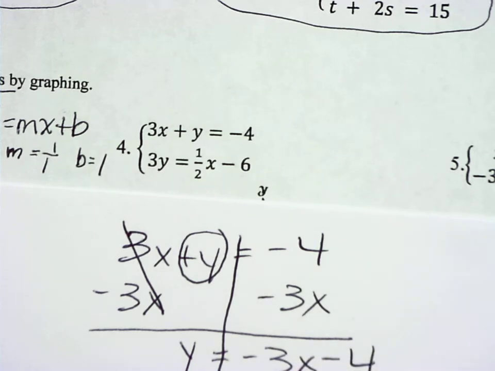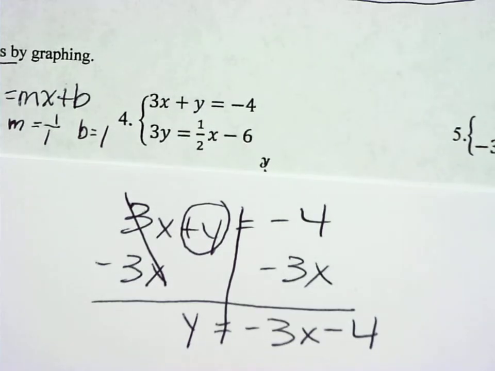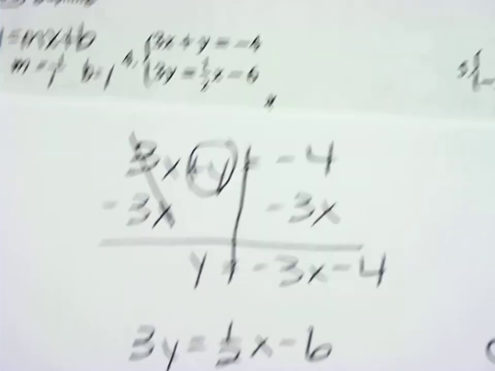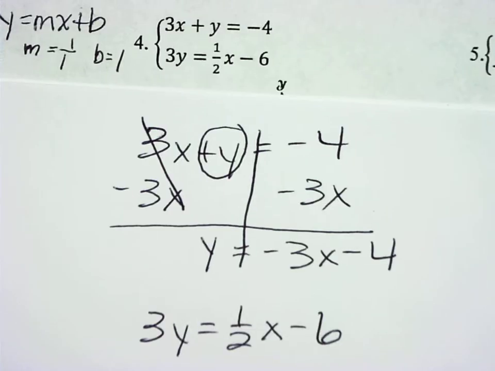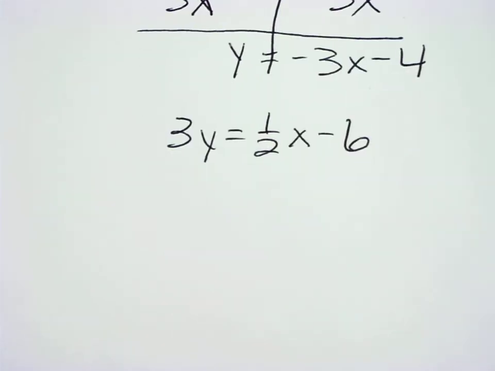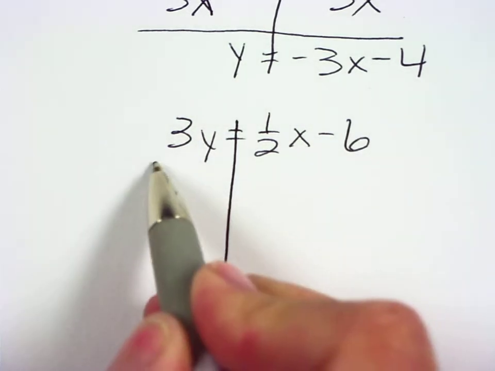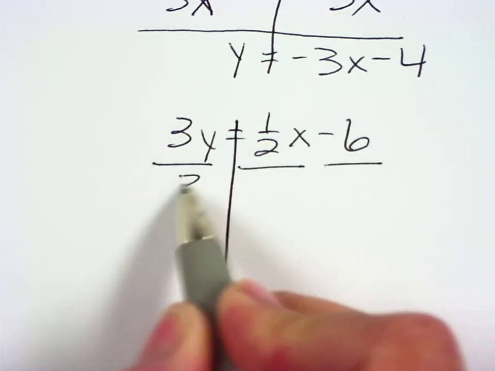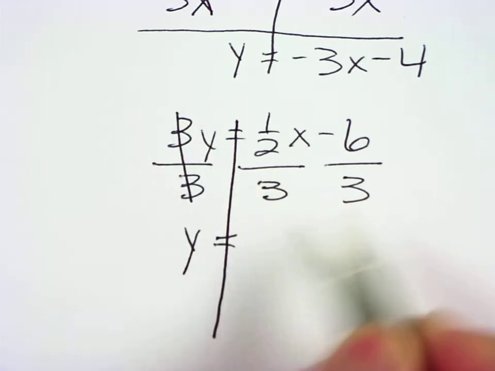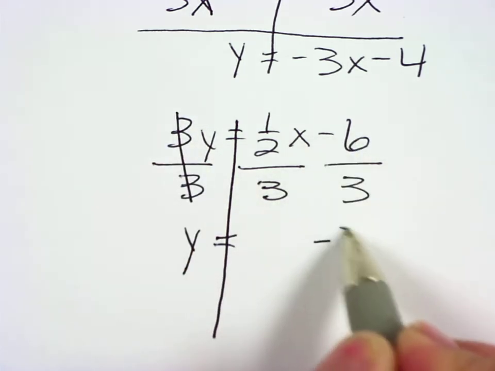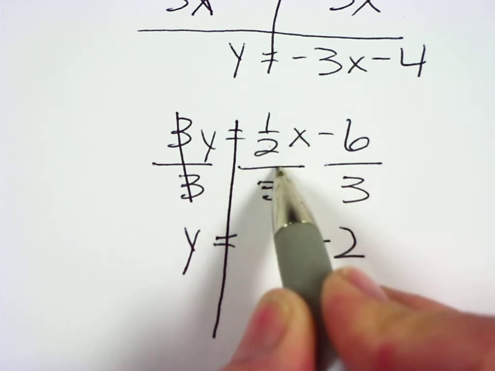Good to go. And then I'm going to take 3y equals 1/2 x minus 6. Now watch closely. I know you guys all want to have a cow because there's a fraction in there. If I want to get y alone, I divide every stinking term by 3. This is easy. This is -2. 1/2 x divided by 3.